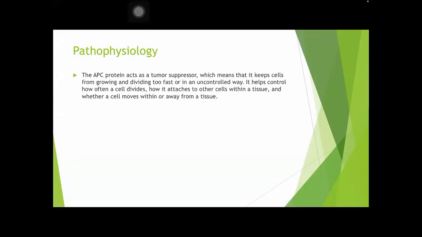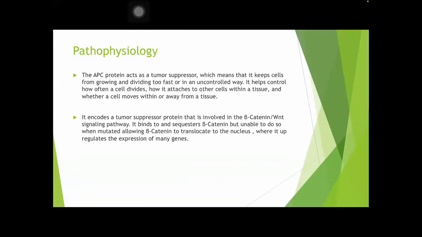It is a tumor suppressor protein, which means that it keeps cells from growing and dividing irregularly. It helps control how often the cells divide, how they attach to other cells within the tissue, and whether a cell moves within or away from a tissue. The mechanism of this protein is actually complicated. There are a lot of details that I've read in a couple of books, but this is a short outline of the mechanism of this protein.